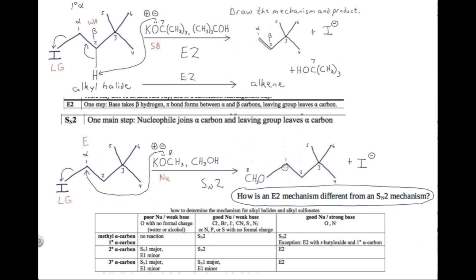Next question, please pause the video and decide how is an E2 mechanism different from an SN2 mechanism. Well, here's my answer. The most important difference between an E2 and an SN2 mechanism is that an E2 mechanism uses a base, while an SN2 mechanism uses a nucleophile. E2 uses a base, SN2 uses a nucleophile.